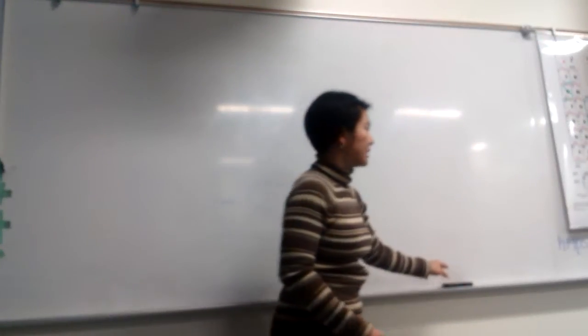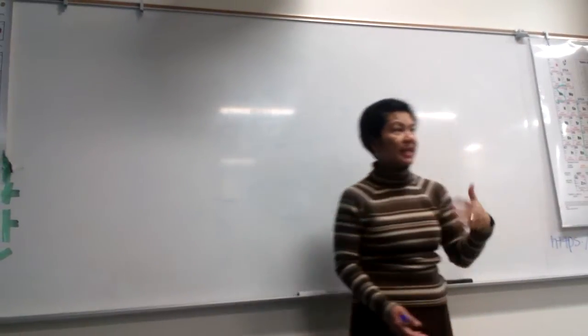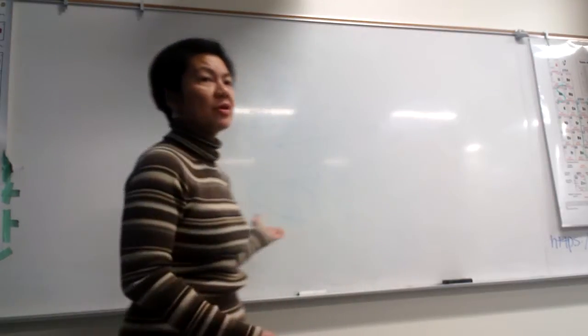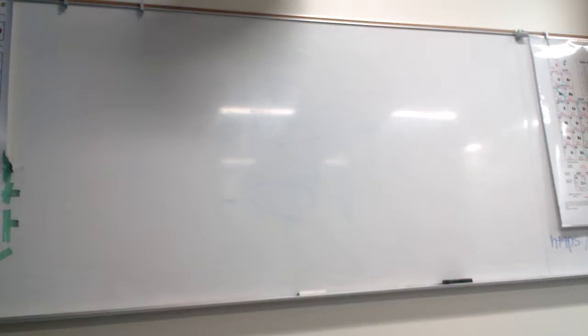So what's helping you with your heart rate and all the stuff? That's your thyroid hormone. What's helping you grow? Growth hormone. What's helping in calcium homeostasis? Parathyroid and calcitonin.